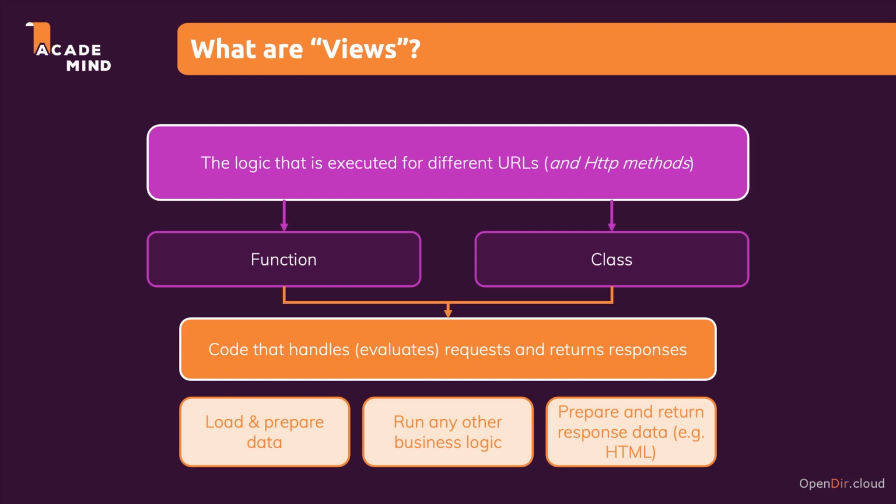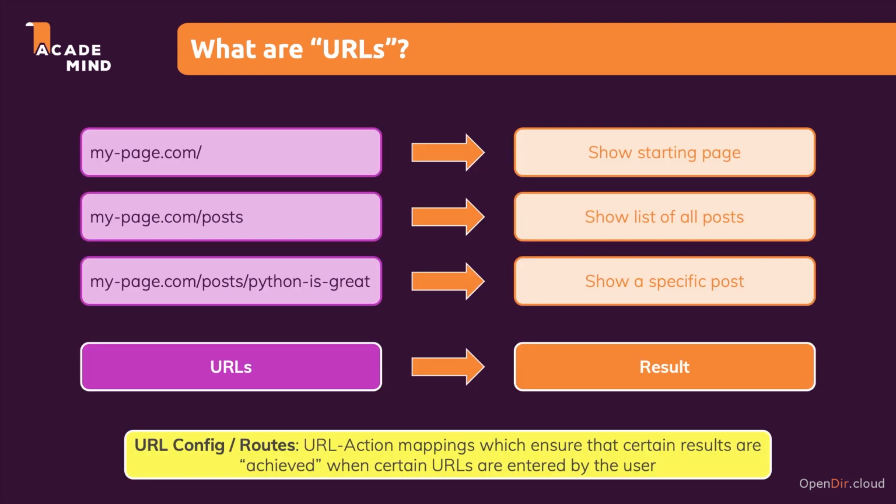That's a view. It's a function or a class holding the logic, so holding the code that should execute when a request reaches one of your supported URLs. So URLs and views work closely together, which is why this course section is about both. And now that we got the theory out of the way, let's write our first URL and view.